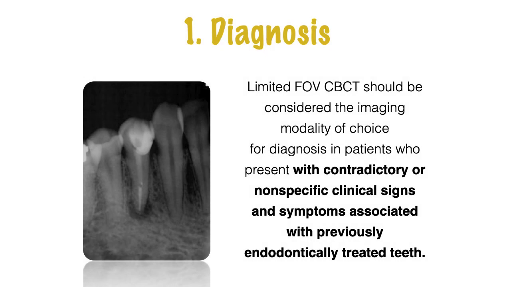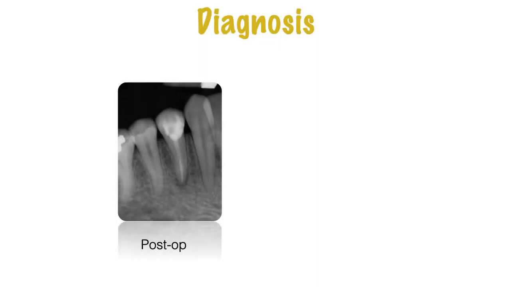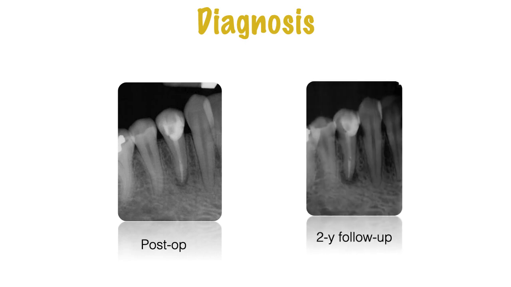Another case where CBCT scan helped with diagnosis. It is the imaging of choice when patients present with contradictory or non-specific clinical signs and symptoms associated with previously endodontically treated teeth. So in this case, tooth 4 had been treated, with apical periodontitis. This is the post-operative radiograph. It looked pretty decent, and 2 years later the apical periodontitis increased in size.